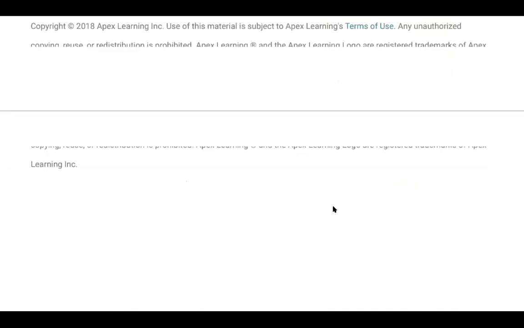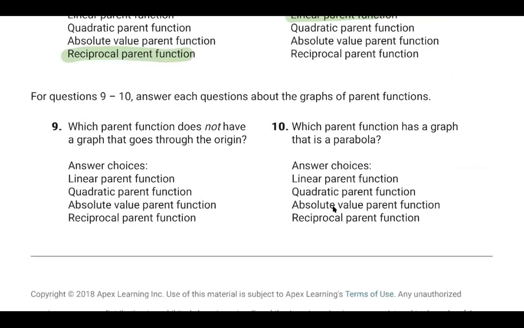And then just 9 and 10 here. Which parent function does not have a graph that goes through the origin? That was our reciprocal parent function, because it gave us two separate shapes that made our hyperbola that didn't go through 0. And then which parent function has a graph that is a parabola? That would be our quadratic.